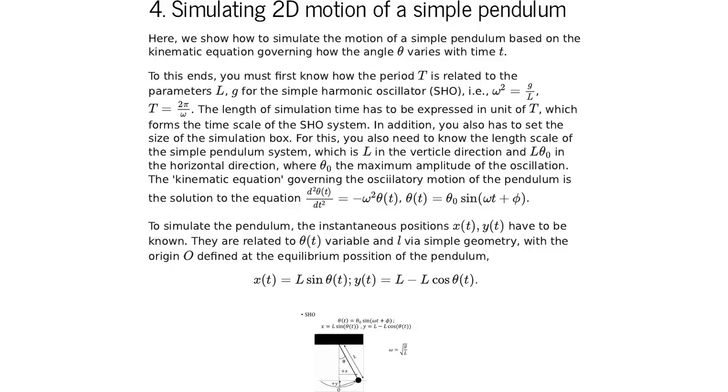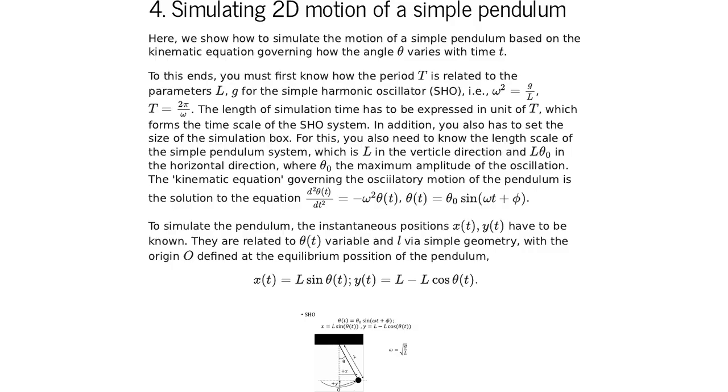This equation is the solution to the differential equation for simple harmonic motion. To simulate the pendulum's movement in 2 dimensions, we need its instantaneous x and y positions. These are related to the angle theta and the length L through simple geometry. If we define the origin at the pendulum's equilibrium position, then x at time t is L times sine of theta at time t, and y at time t is L minus L times cosine of theta at time t.